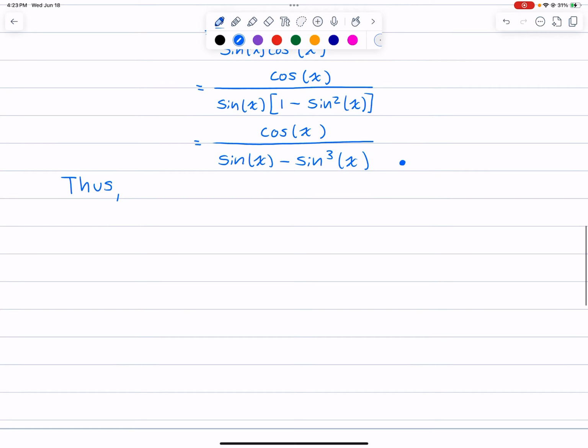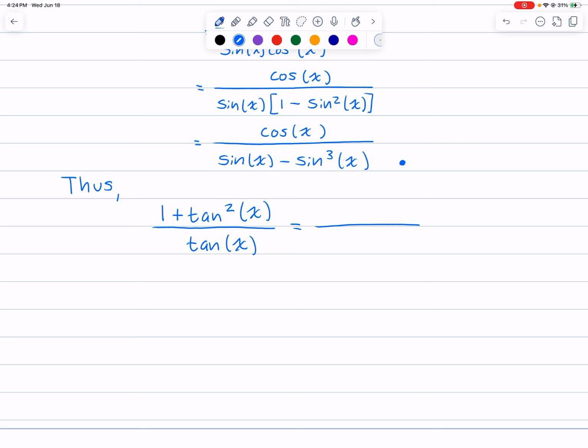So I'm going to do that on a new line. Again, you don't have to do it on a new line. I just think when it's fractions, it's a little bit easier to do it on a new line. So I'm going to say, thus, 1 plus tangent squared of x over tangent of x equals cosine of x over sine of x minus sine to the third x.